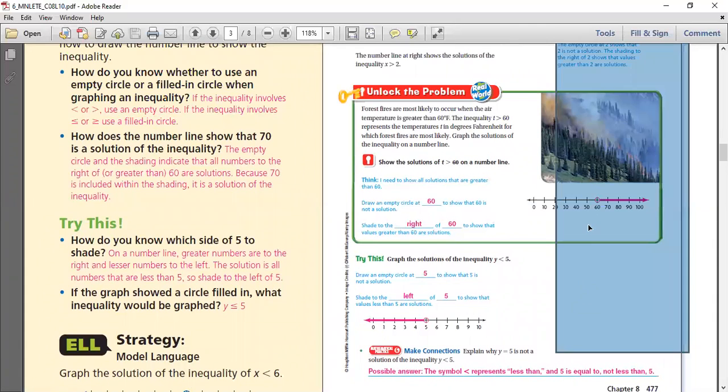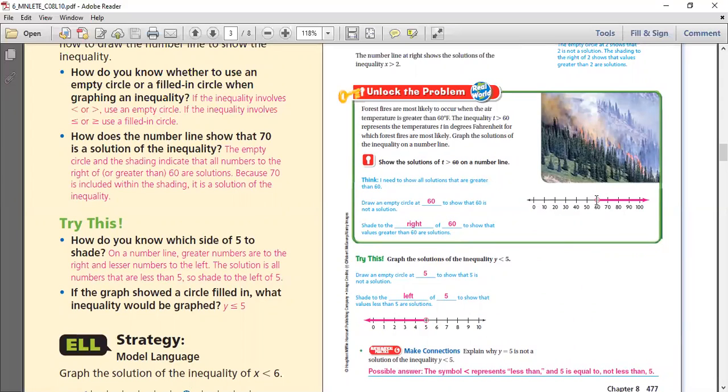So from 60, you are going to draw a circle on 60. You will not color it because it's not equal to, and draw an arrow to the same side, that's to the right as shown in the symbol, until the end of the number line. So this is how you do it.